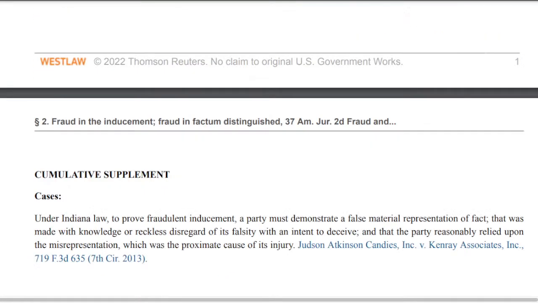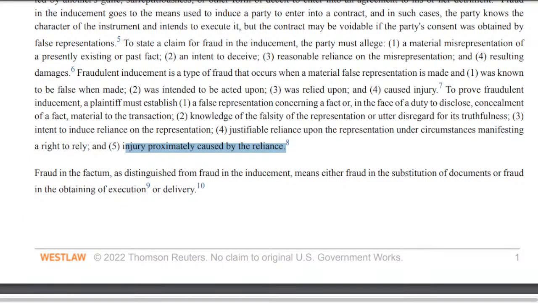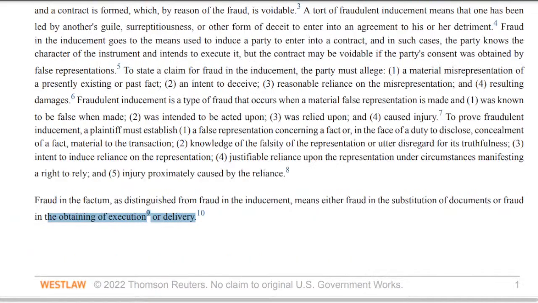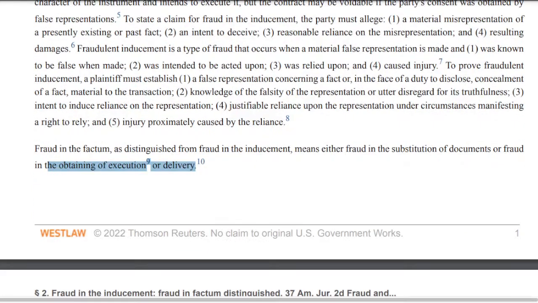This looks like it's from the Ohio Code. Let me look at this real quick. Yep, Ohio law, sure enough. Fraud in the factum, as distinguished from fraud in the inducement, means either fraud in the substitution of documents or fraud in the obtaining of execution or delivery. So, as we can see here, fraud in the factum is pretty straightforward, but fraud in the inducement requires all these factors: material representation, intent to deceive, reasonable reliance, all these things. Okay.